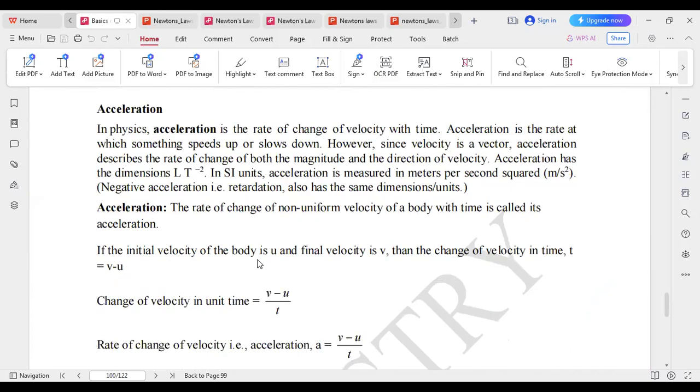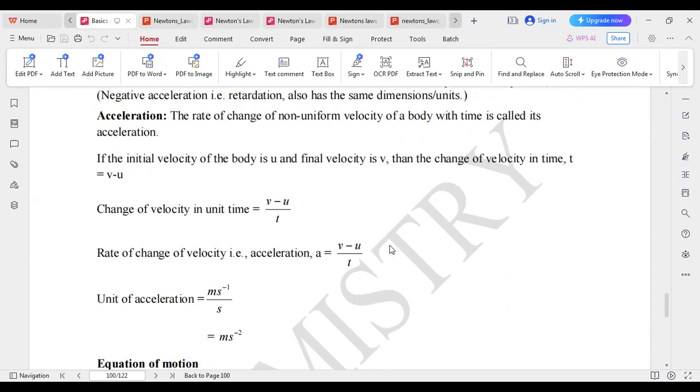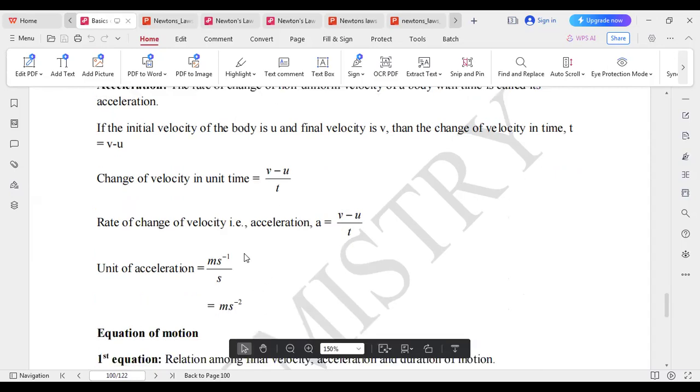Now, what is acceleration? The rate of change of non-uniform velocity of a body with time is called acceleration. So if the initial velocity of a body is u and the final velocity is v, then the change of velocity in time t will be v minus u. So the rate of change will be v minus u by t. The rate of change of velocity is acceleration. So a equals v minus u by t. The unit will be velocity unit divided by time, meter per second square.